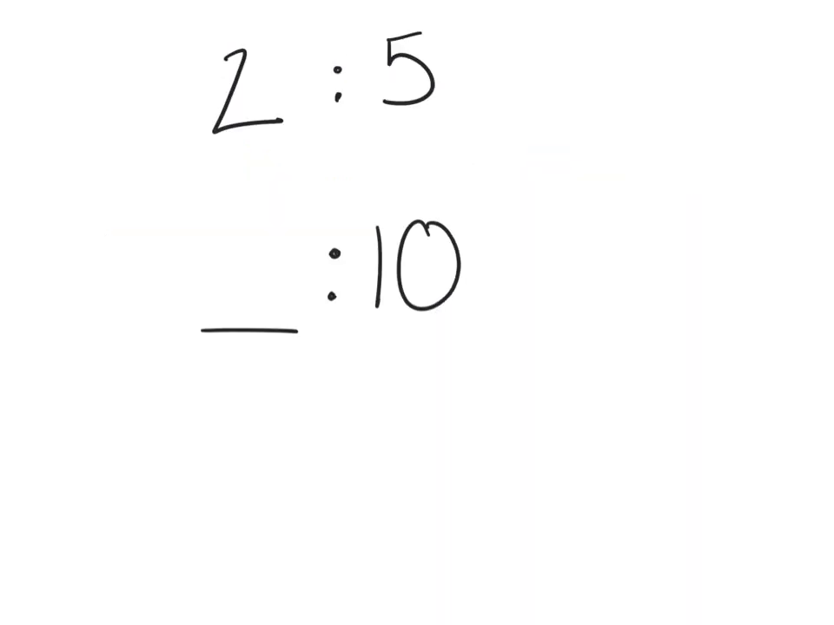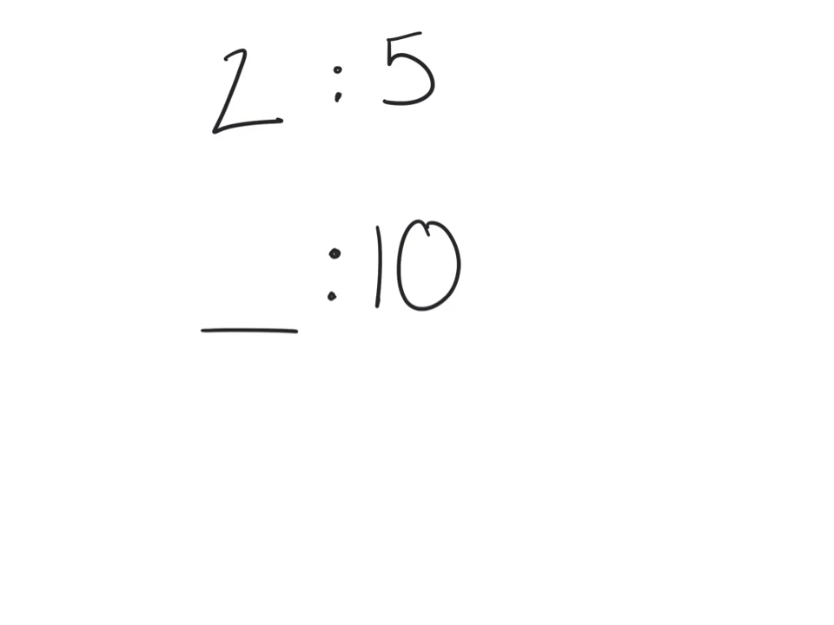Okay, I want you to try to do this problem on your own first. If the original ratio is 2 to 5, what would need to be in the blank to make it equivalent if it's blank to 10? So pause the video, figure out the answer, and then unpause.